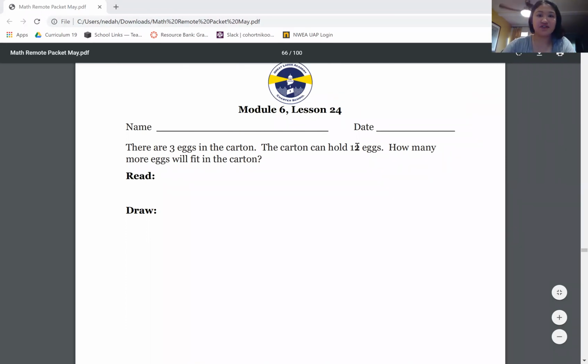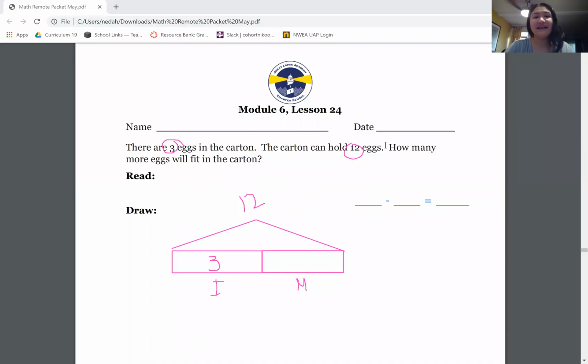We're reading on 2. There are 3 eggs in the carton. The carton can hold 12 eggs. How many more eggs will fit in the carton? Pause and solve on your own. Let's see how you did.